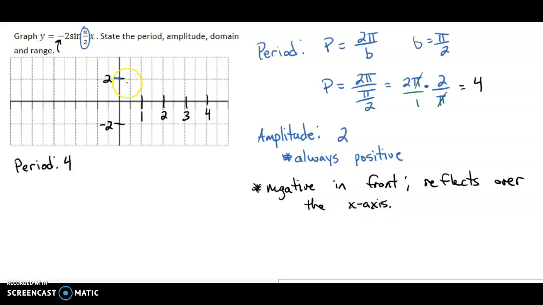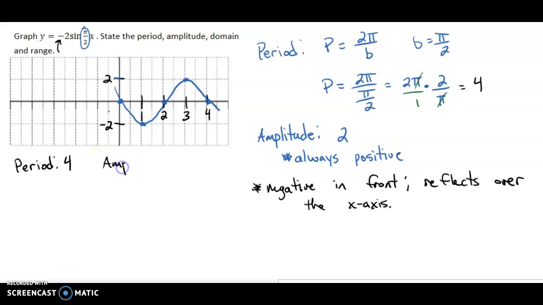Okay, so what that'll look like is when we sketch our curve, we'll start at the origin, but instead of going up, it's going to go down first, and then back up, and then up to the maximum, and down. And so our graph will look something like this.